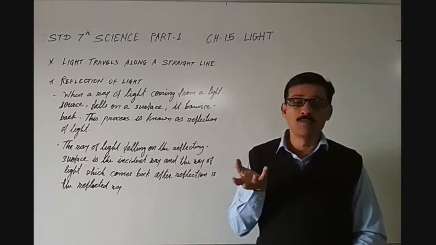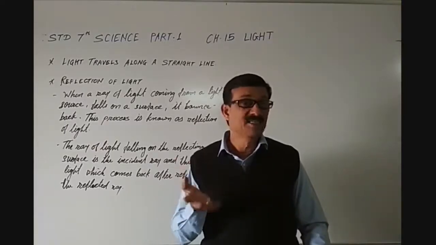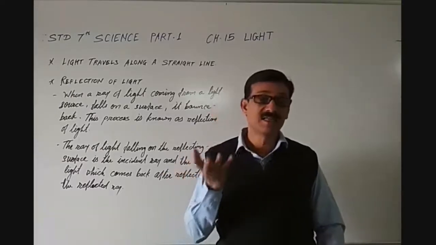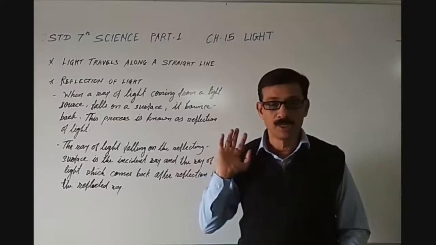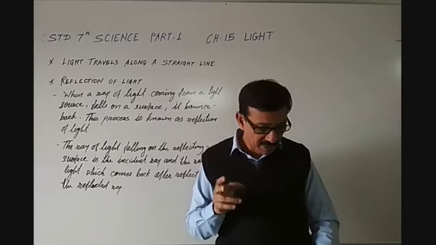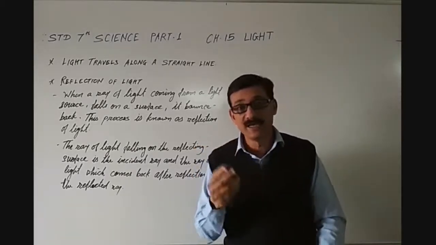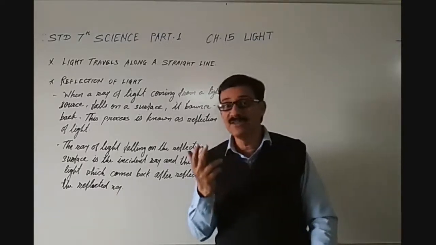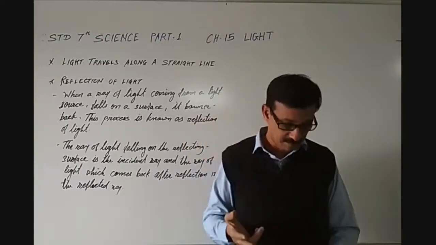See, be aware of the shiny surfaces. There is a shiny stainless steel plate or a shiny stainless steel spoon. That we know, because we are using them at our home. So these two surfaces we know. Now, if we let the light fall on that shiny surface, then with the help of that shiny surface, we can change the path of the light.